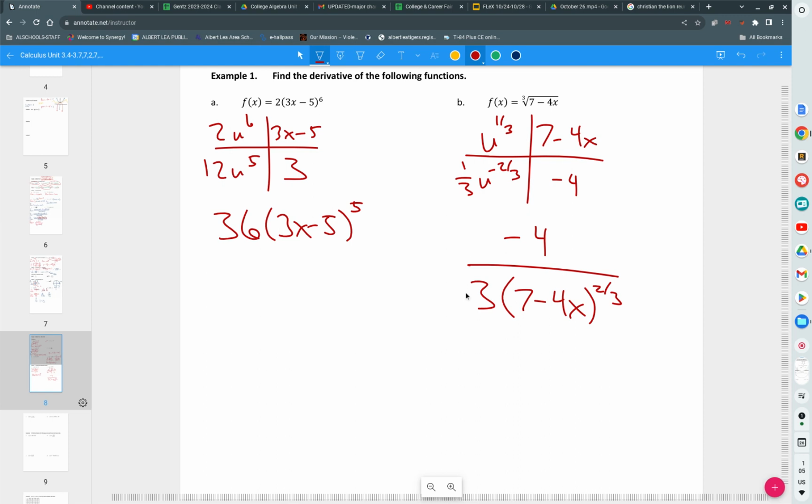Any questions? Everybody good? No, I have a question. Yep. Last time we asked a question, we didn't actually talk, so I'm waiting for that. Would mine be correct? Because I just didn't put the 3 on the bottom. I left the fraction in the top. So if you have negative 4 over 3 over 7 minus 4x to the 2/3 power, I would take half a point off because you now have a complex fraction. You cannot have a complex fraction ever.